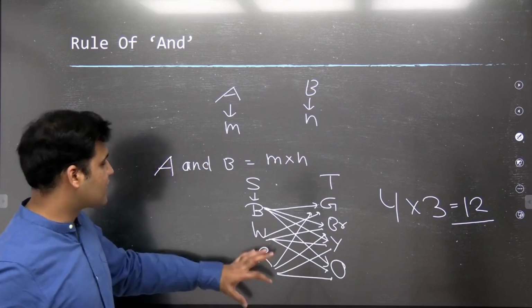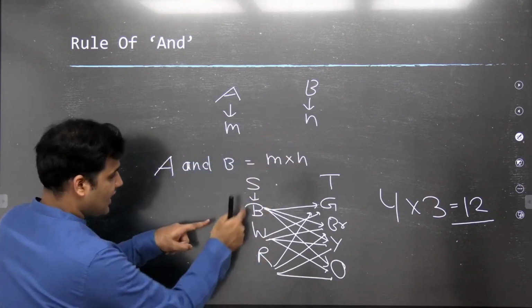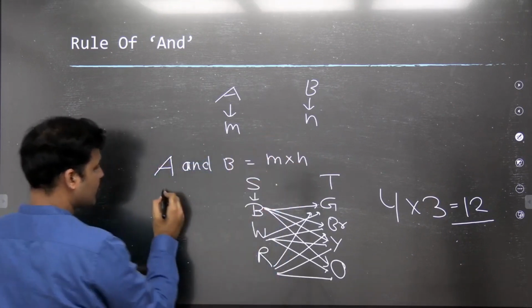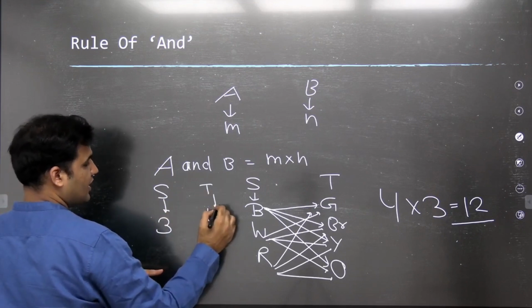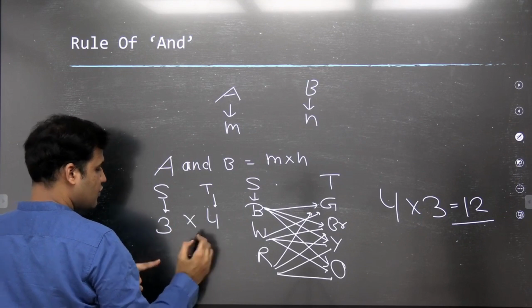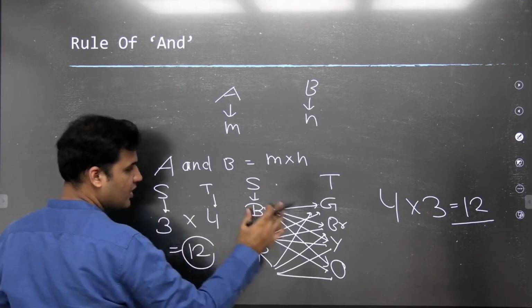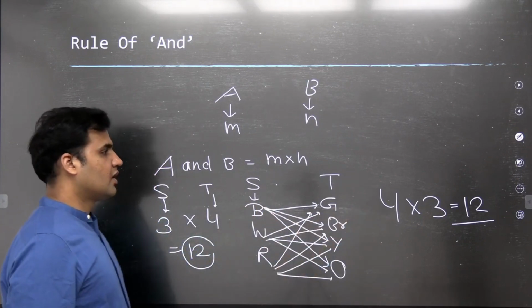Or you can simply understand with this concept that I have 3 different ways of wearing the shirt and 4 different ways of wearing the trouser. So in how many ways can I wear my suit? 3 into 4, that is 12. And what are these different combinations? You can see that here.